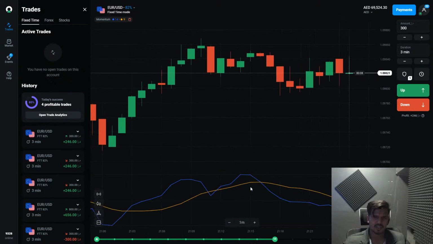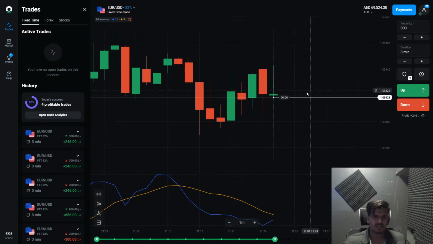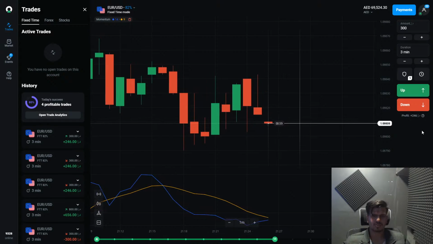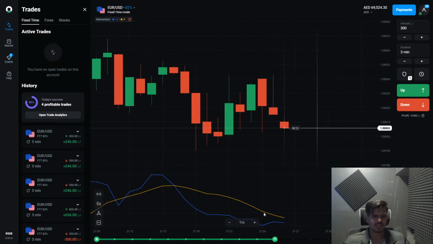So guys, let's see after 4 seconds which direction it will move. If it goes up, then I will click on the up. Oh, it is going to the down. Up, down. What do you think? The yellow line has crossed the 100 line and it is going to the down.